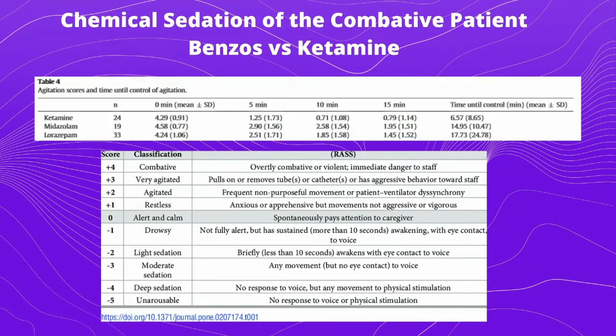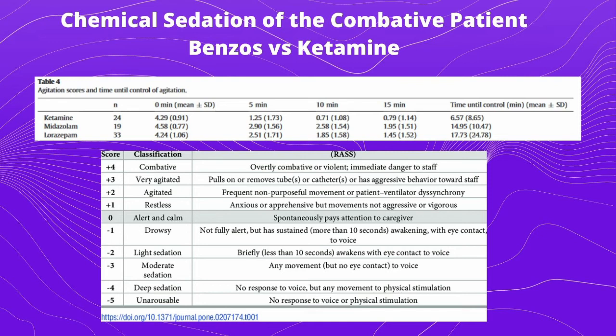Though it was a relatively small retrospective study, you can see the results of a recent study that compared the effectiveness of benzos and ketamine in the controlling of the actively violent patient. You can see the agitation scores, in this case measured by the Richmond Agitation Sedation Scale, in the second column from the left. All the groups generally started in the same place, which is going to be a score of 4+, which describes the patient as being overly combative or violent and being in immediate danger to themselves or staff.